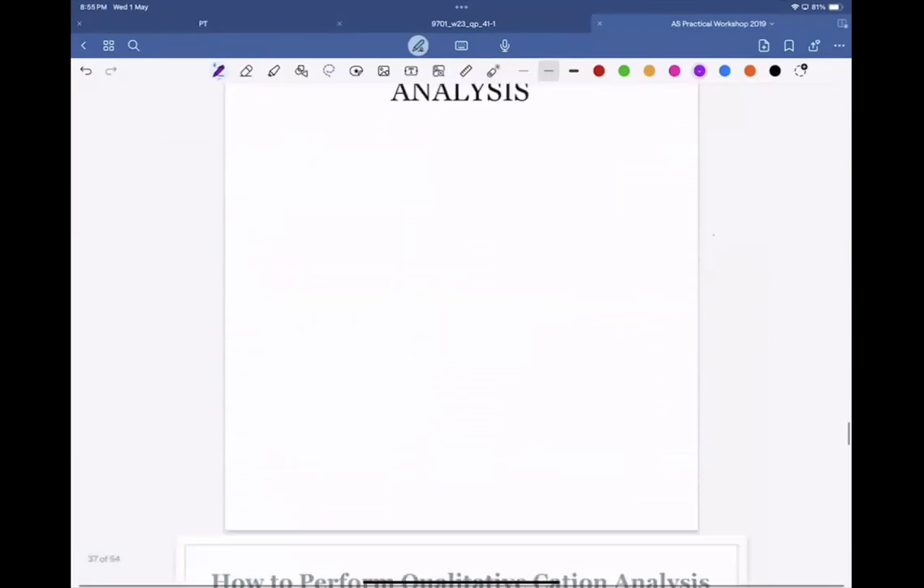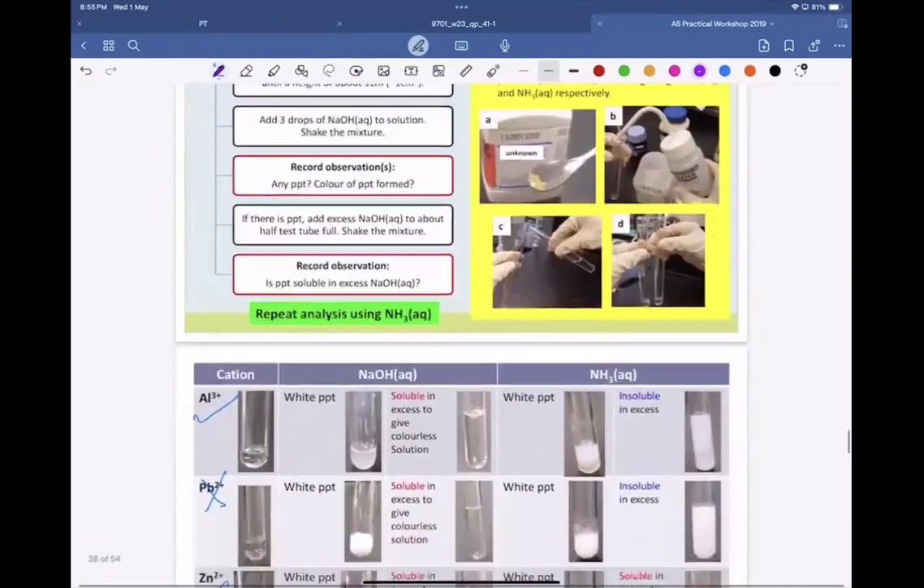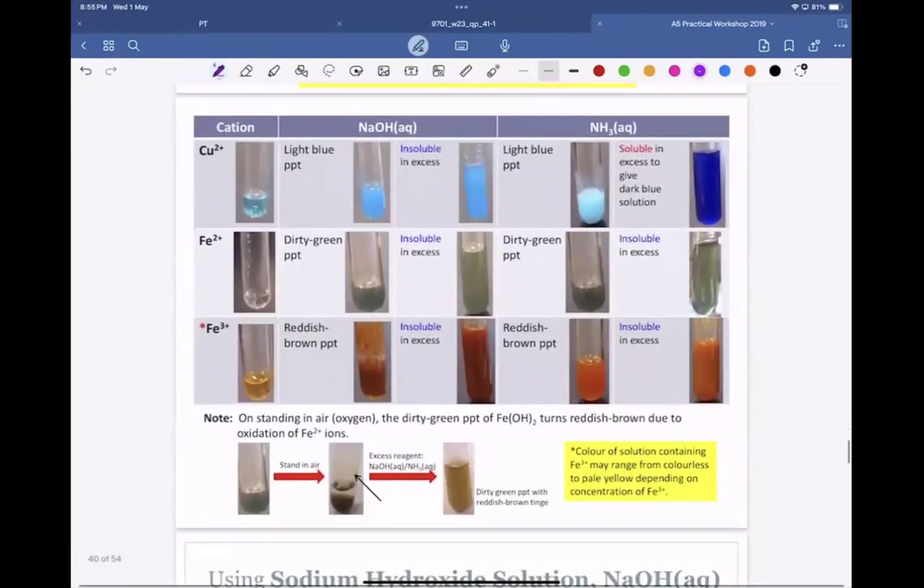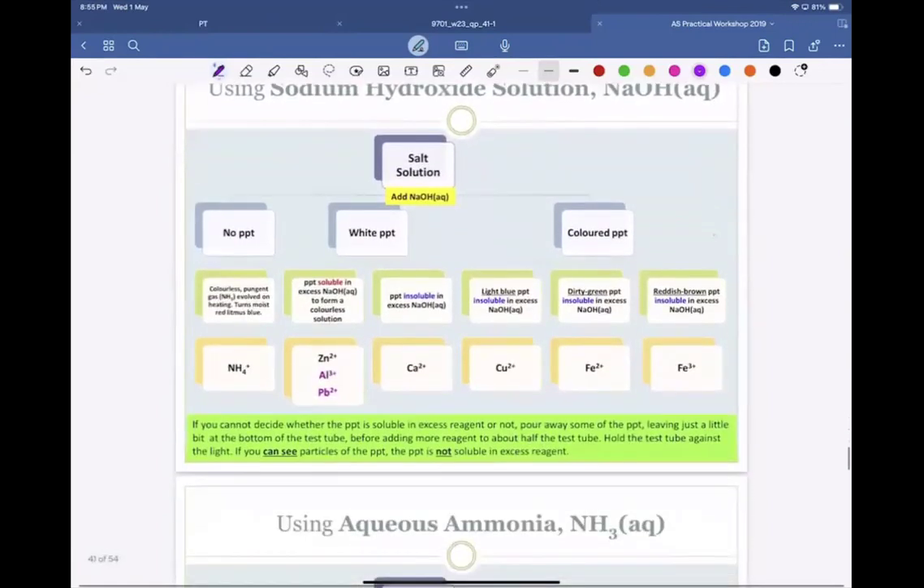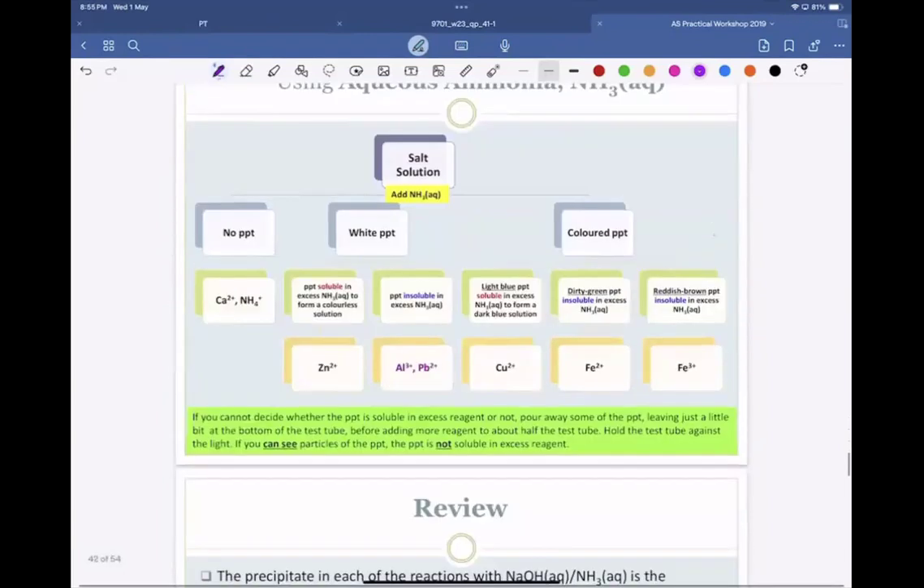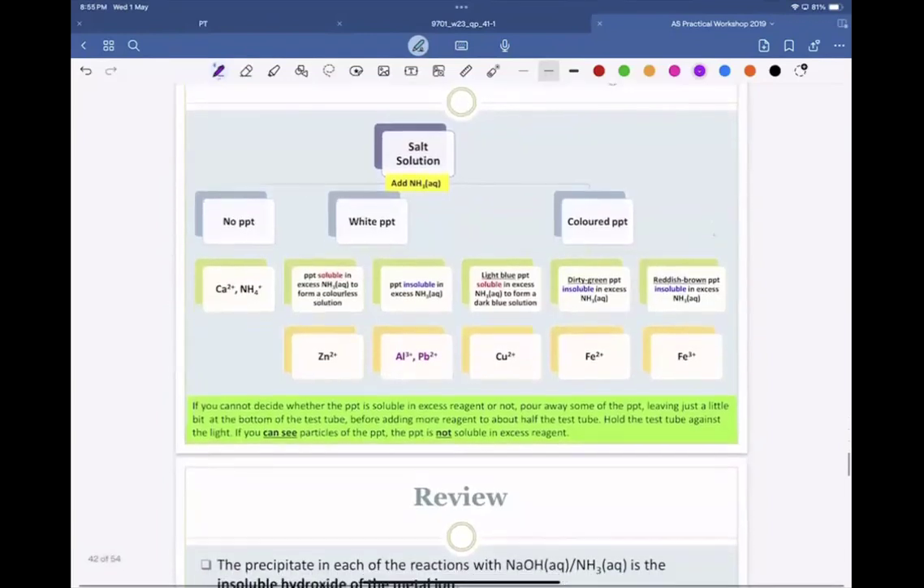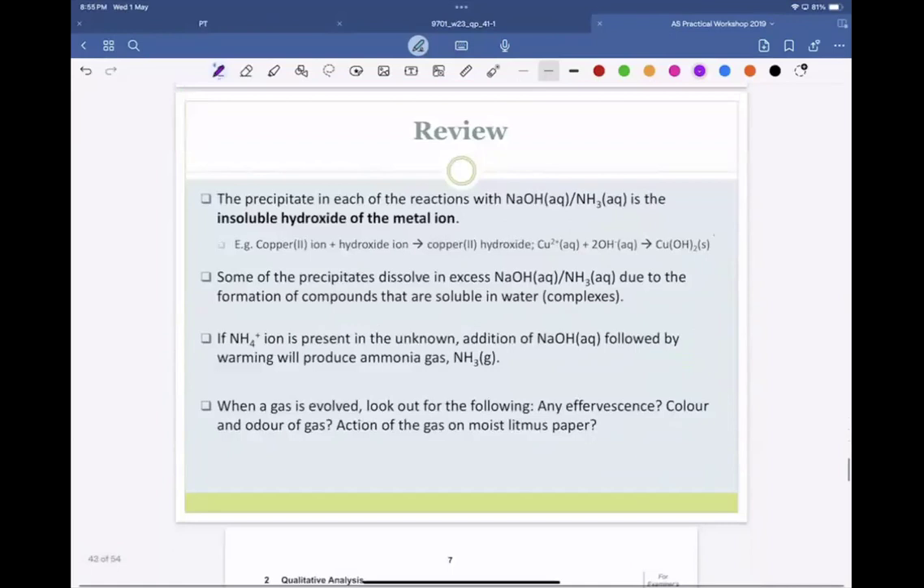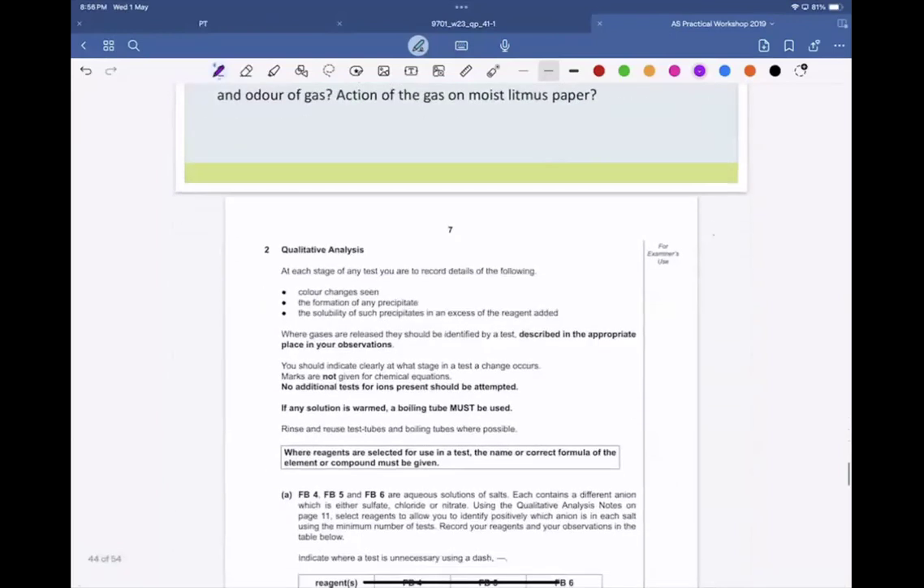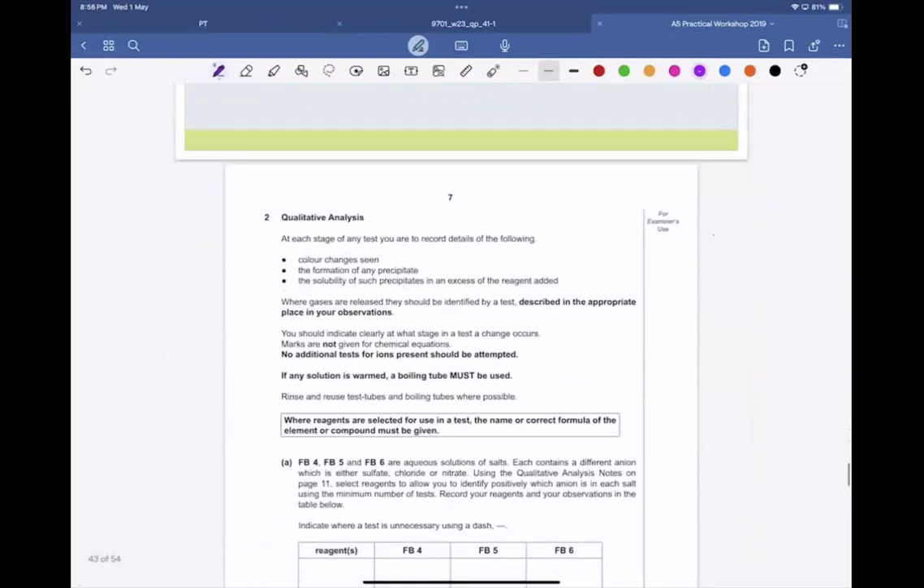Okay. And then we have salt analysis notes over here with the colors shown. So I'm going to share the whole file. Do go through these because you have one question on qualitative analysis. Here everything is mentioned, and if you find any difficulty, do ask.